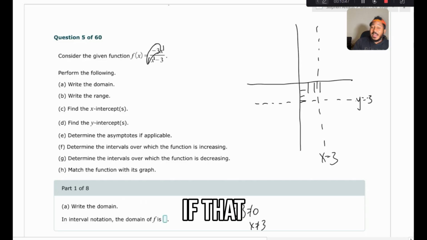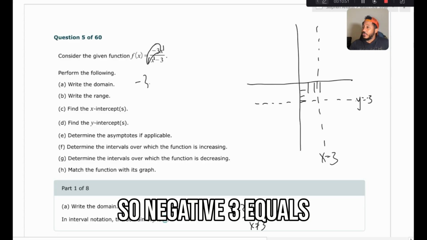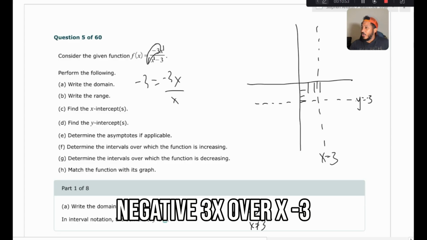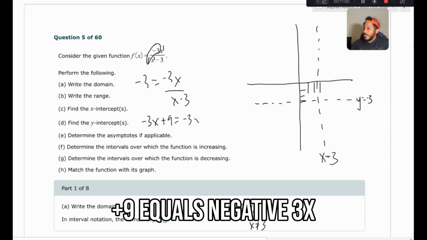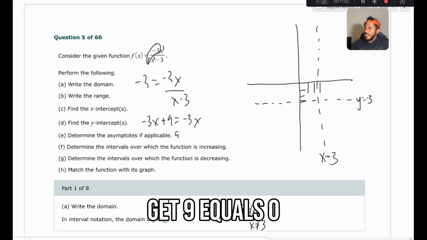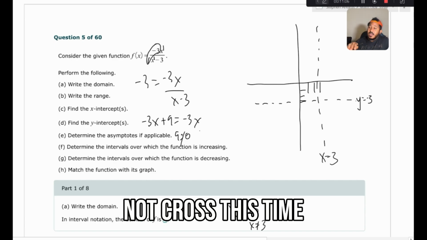Then we want to see if that is ever crossed or touched by setting the function equal to that number. So -3 equals -3x over x minus 3. Multiplying by x minus 3, we get -3x plus 9 equals -3x. But then adding 3x to both sides, we get 9 equals 0. Which just isn't true. So our horizontal asymptote is not crossed this time, or touched.